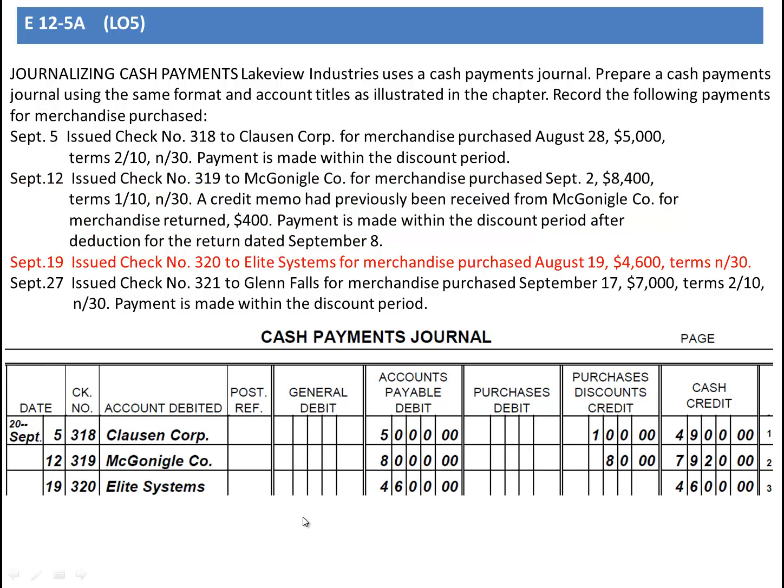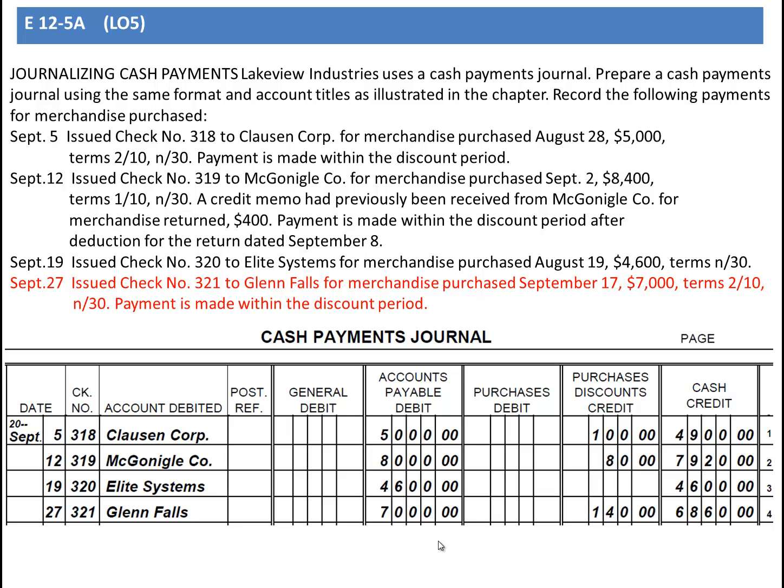On the 19th, we issue check number 320 to Elite System for merchandise that was purchased August 19th. Nothing special here. It was just terms n/30, which means net purchase price is due within 30 days. So since we're paying it, and this is our payments journal, we decrease cash, and then we also decrease accounts payable, showing that we don't owe them for that $4,600 anymore.